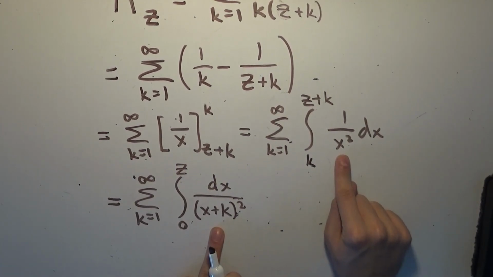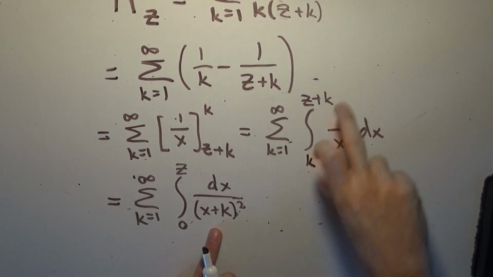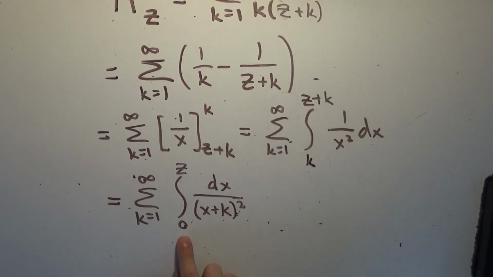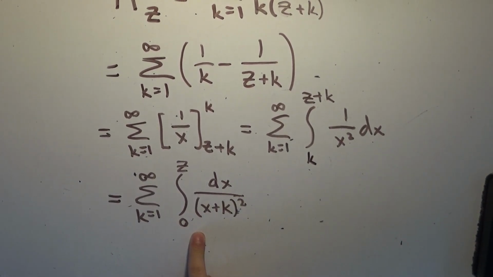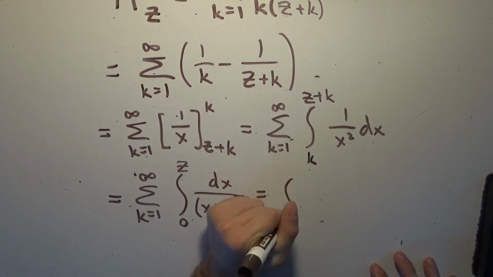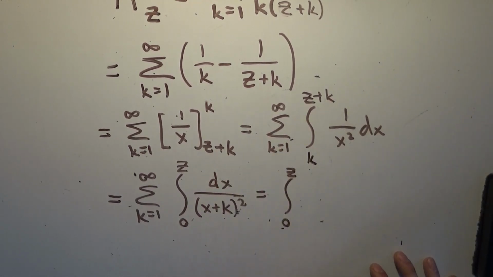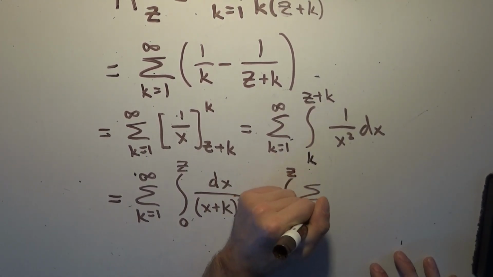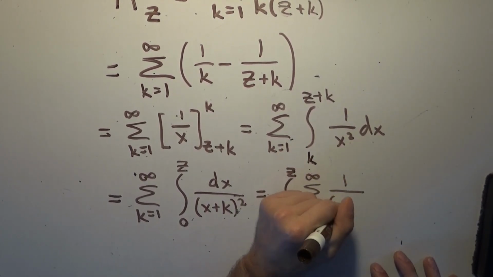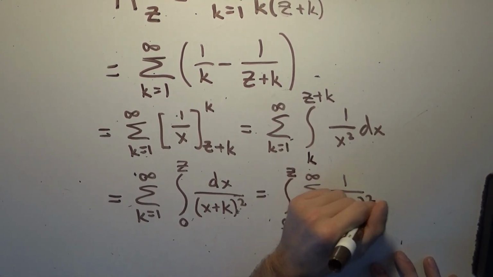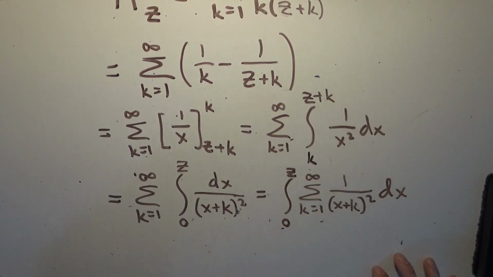I just added k to the function directly onto the input of the function, which decreases the indices by k, which means now the indices no longer depend on k. So I can put the sum inside of the integral quite nicely, and I get that this is equal to the integral from 0 to z of the sum from k equals 1 to infinity of 1 over x plus k all squared dx.